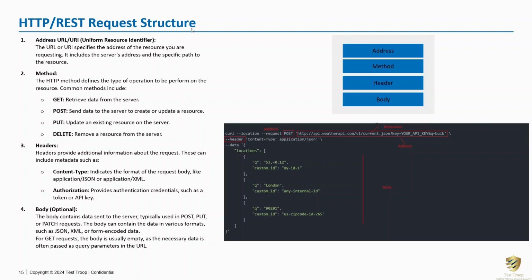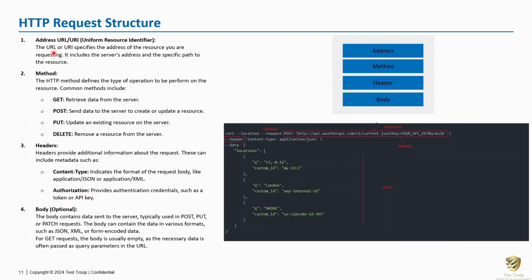The HTTP request has four parameters. The address is the unique identifier to identify the resource. The method is the kind of operation that we are going to perform. It may be a get, post, put, etc. The header contains the metadata, whereas the body is the actual data that we send to the server.